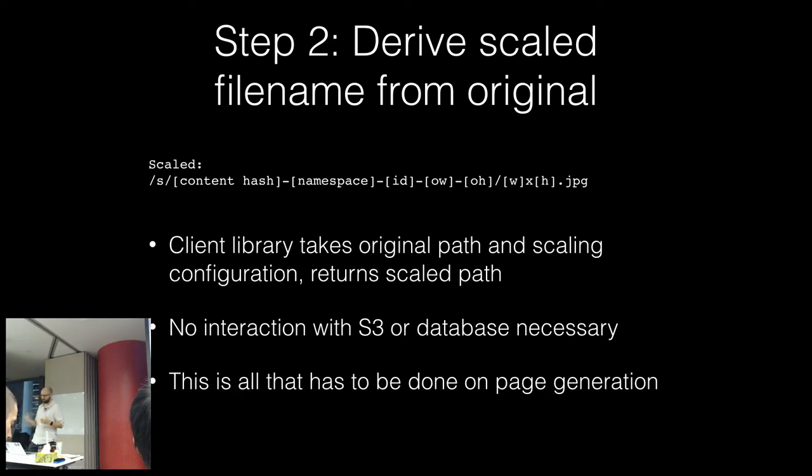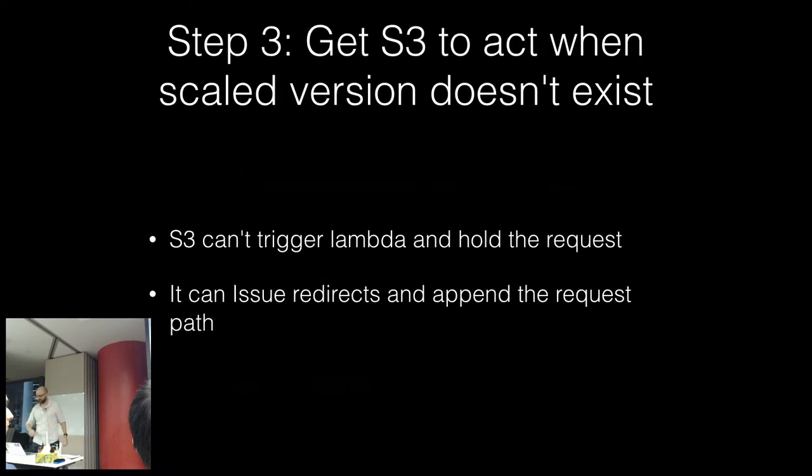So if you have the original file name and you want to know the URL of that image with different dimensions, you can derive it completely just from the file name itself. That is also functionality that's inside the client library. So now we have an original file that's saved on S3, an image file in ridiculously high resolution. We generate a scaled down file name for it, but we don't really have that file yet on S3.